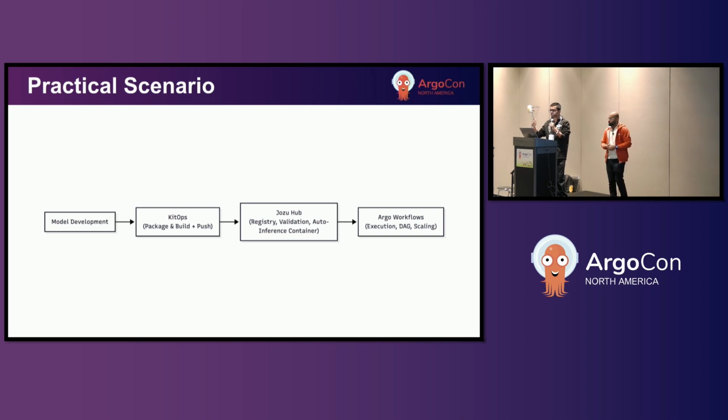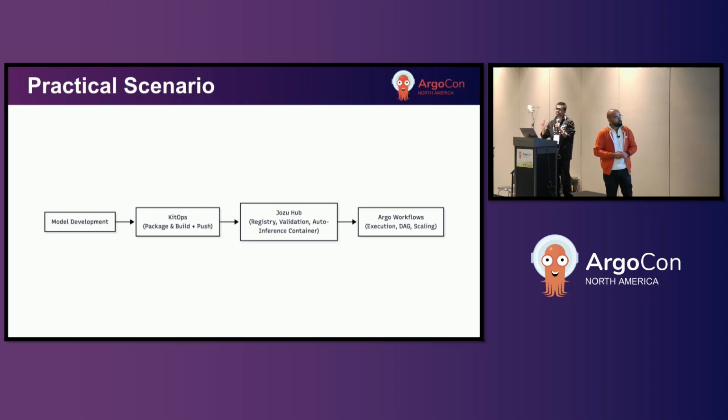Then we use KitOps to package and build the model kit, which is our OCI artifact that contains all of the different components of your machine learning system. Then we upload it to Jozu Hub. So it's like Docker Hub, or in fact, you can use any OCI registry that you want, whether it's a closed, a private, or an open registry.